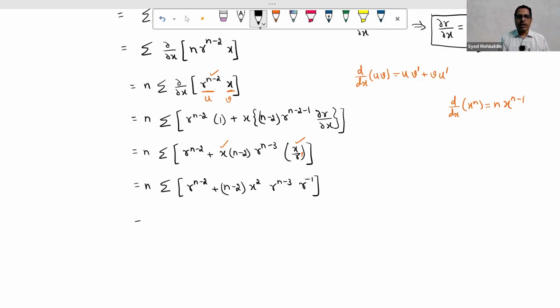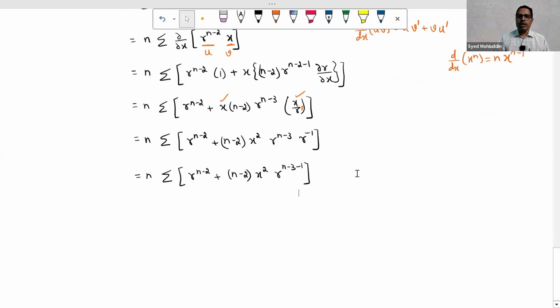Or further, if you try to simplify, it is n into summation of r^(n-2) plus n minus 2 into x squared into r to the power of, here bases are the same, powers can be added. So n minus 3 and here minus 1. So let us further simplify this one. You have n into the summation of r^(n-2) plus (n-2) into x squared into r^(n-3-1), which will become r^(n-4).